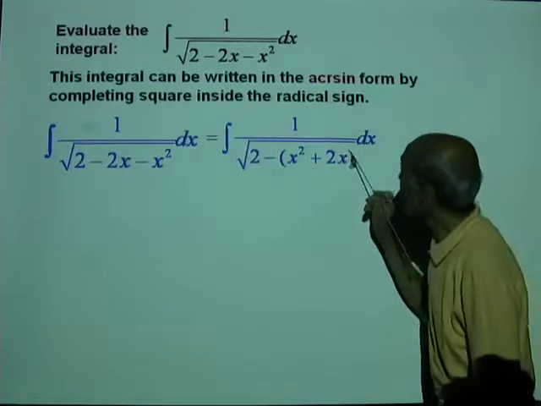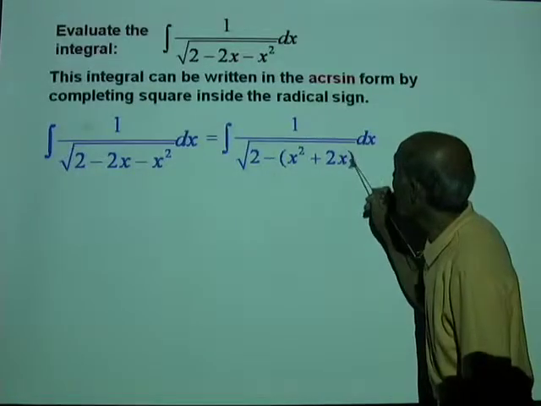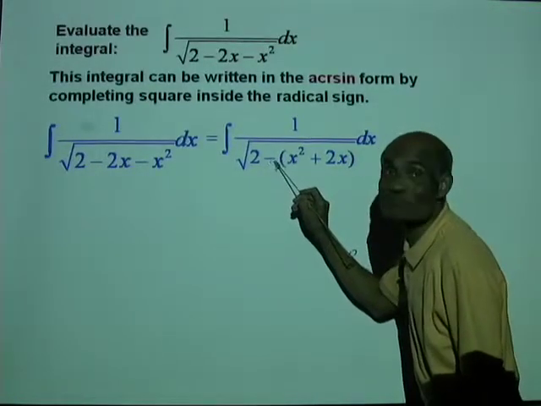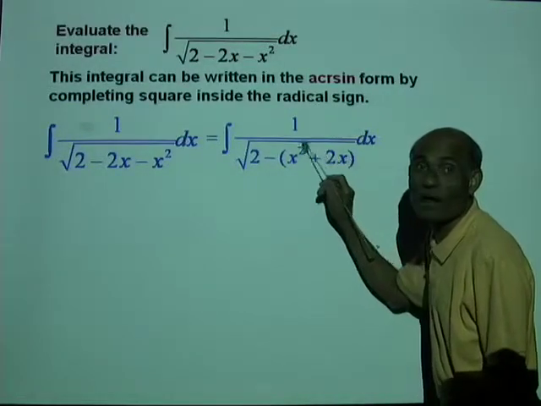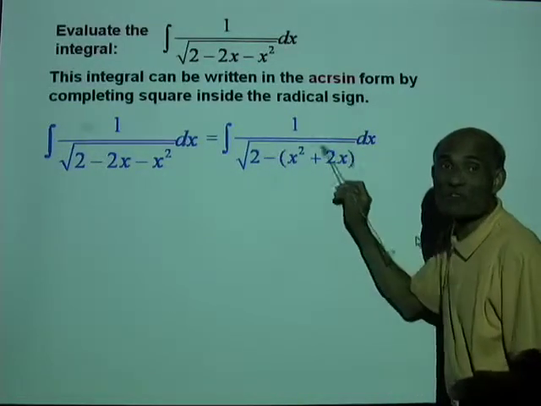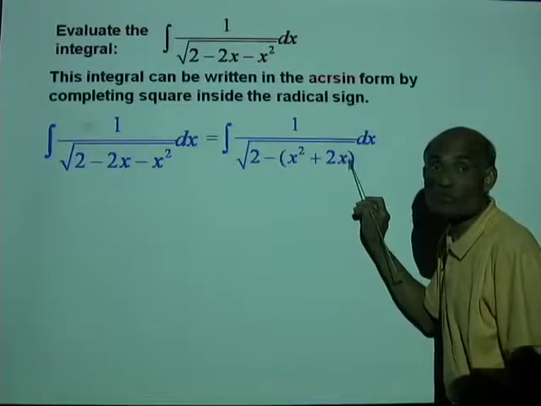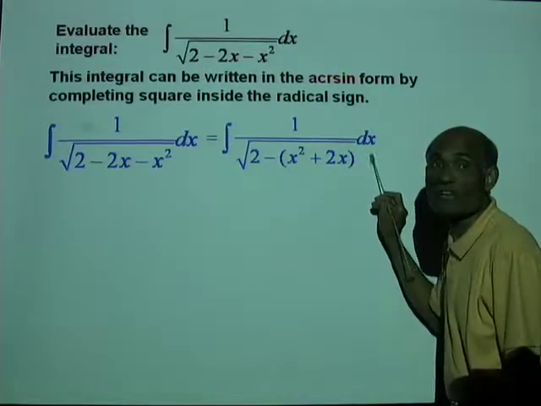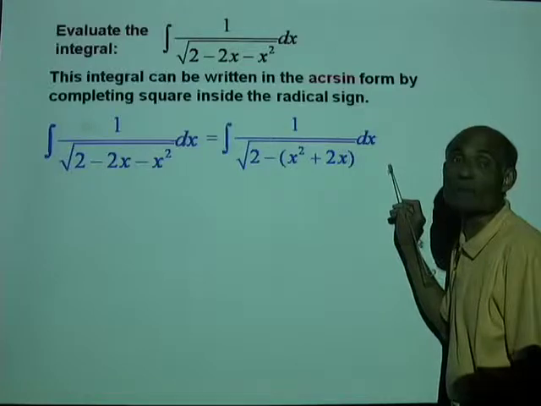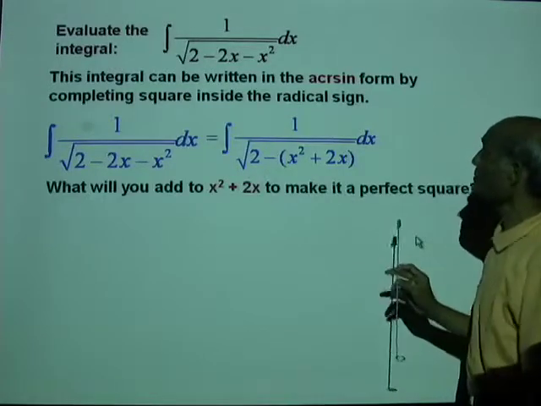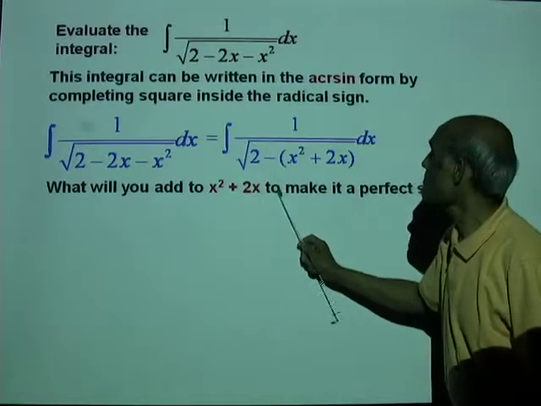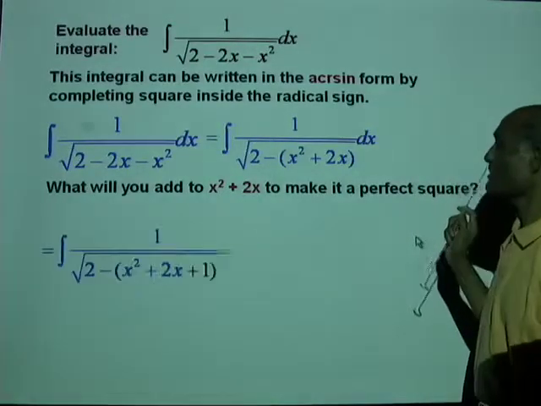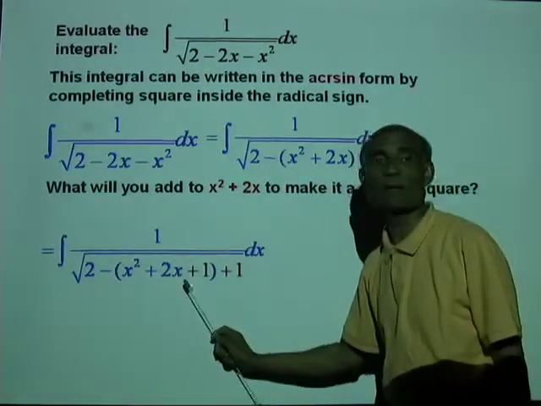But remember, when you add a 1 here, you are actually subtracting a 1 because of that negative. You are subtracting a 1 under the radical there. So when you subtract a 1, to compensate for that, you need to add a 1. So look at the way we're going to write it. What will you add to x squared plus 2x to make it a perfect square? Look at the way I have done that.